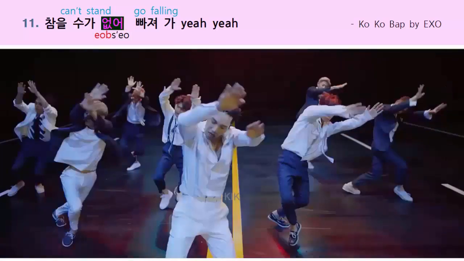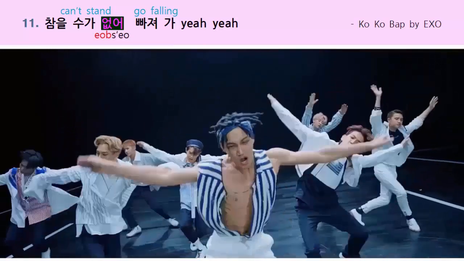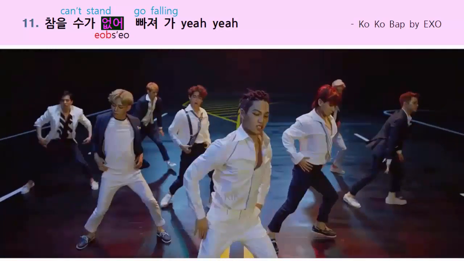참을 수가 없어. 없어. One more time. 참을 수가 없어. 참을 수가 없어.